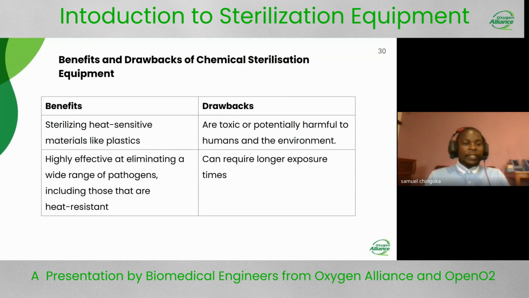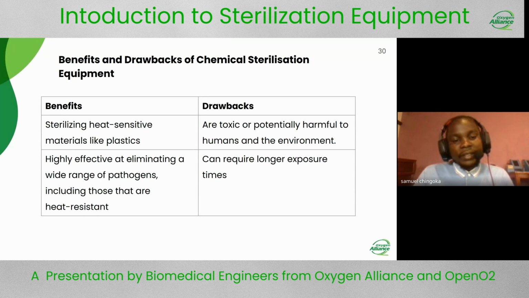So finally, let us look at the benefits and drawbacks of chemical sterilization equipment. Under the benefits, we can sterilize heat sensitive materials like plastics. So we are able to sterilize heat sensitive materials. And secondly, it is highly effective at eliminating a wide range of pathogens, including those that are heat resistant.